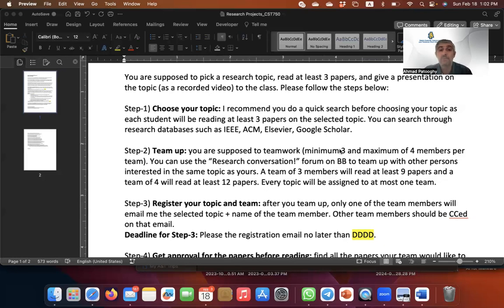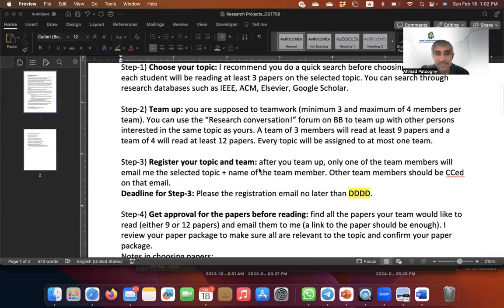So both presentations, which is a video presentation, and also the report, which is a written type of presentation about what you have read, should convey that message that the entire team sat together, and they have read a number of papers, and they discussed it, and they have a good understanding about that topic and the papers around that topic.